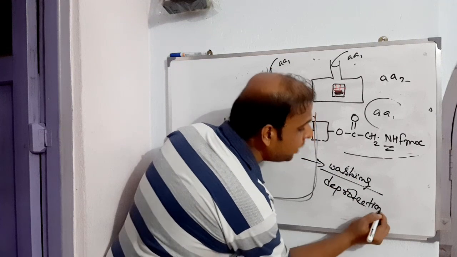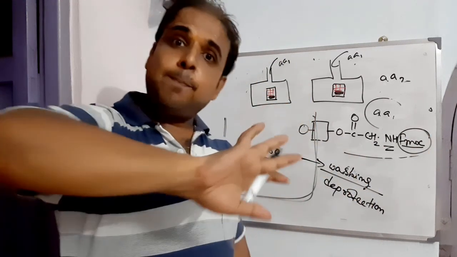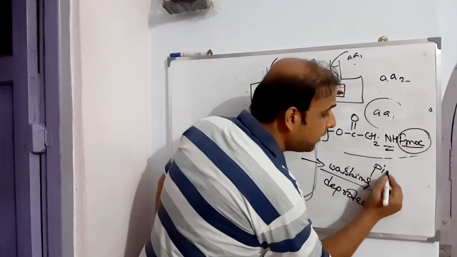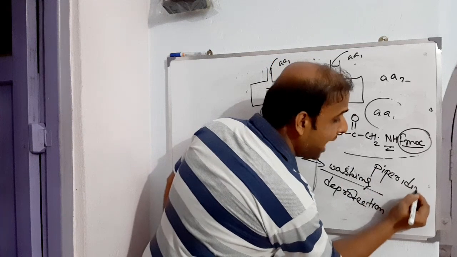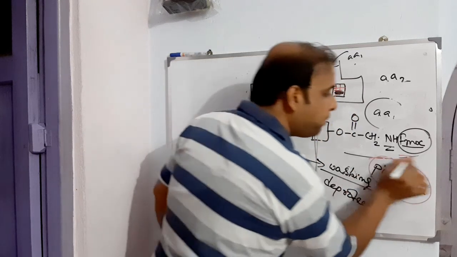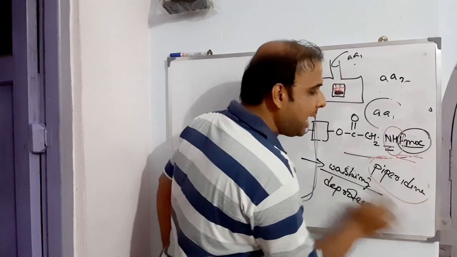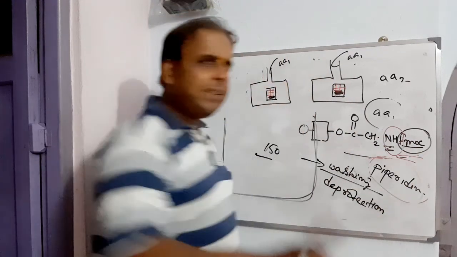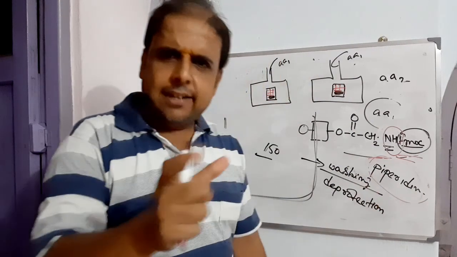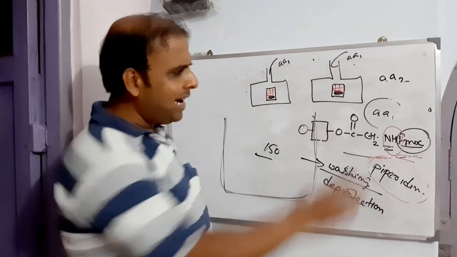With which are we going to do the deprotection? Fmoc, fluorenylmethoxycarbonyl, can be removed from the N terminal by using piperidine. So piperidine is the reagent which can deprotect the N terminal, because Fmoc is not that highly reactive. That means we need a mild deprotecting agent. So here we are using piperidine for deprotection, because all have Fmoc.